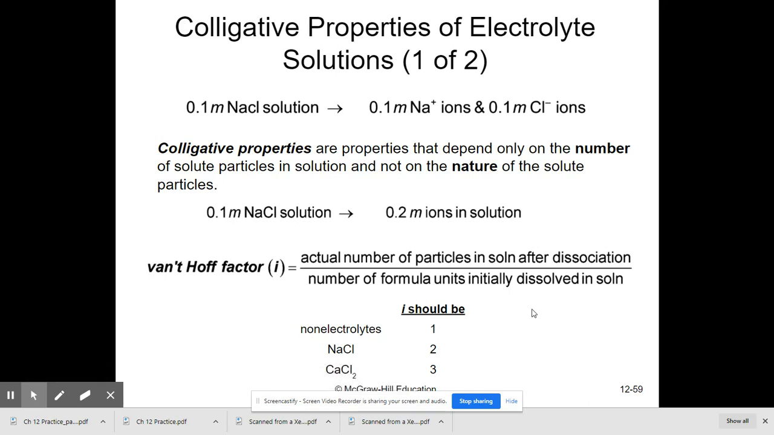CaCl2, we get 3 ions. We get a calcium 2+ and 2 chloride ions. We get a total of 3 ions in that 1 compound. So really you're just looking at how many ions it separates out into; that is the Van 't Hoff factor, or the i.